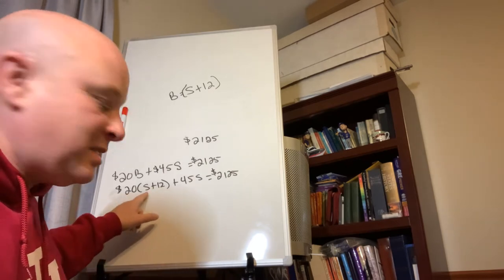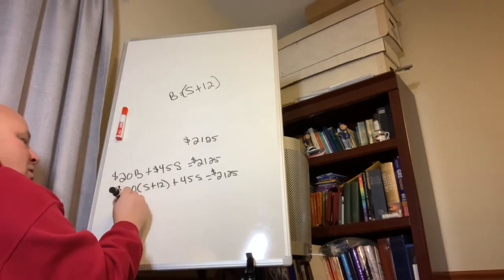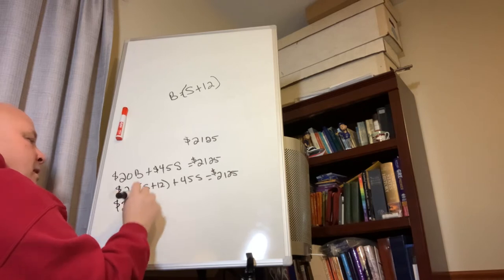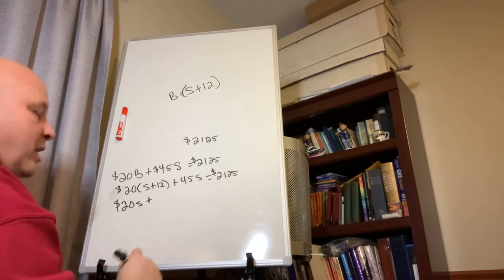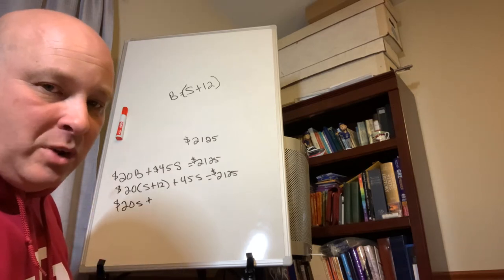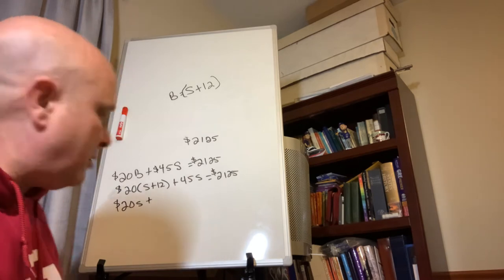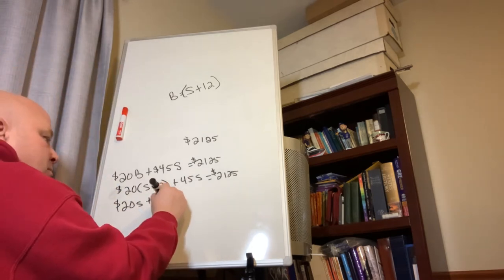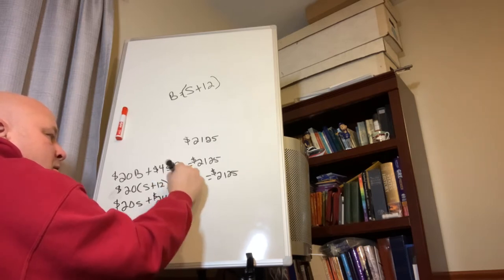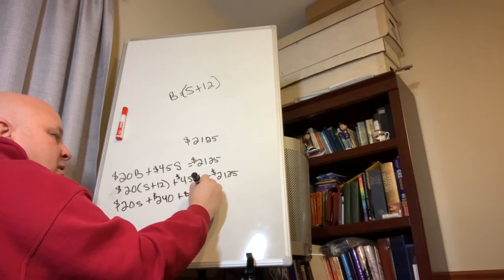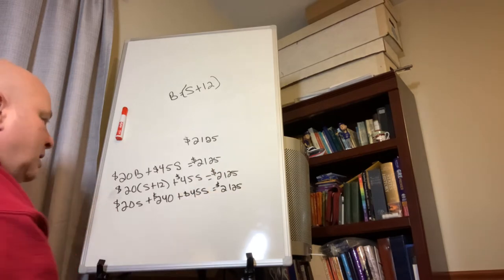So I have to multiply 20 times S, I have to multiply 20 times 12. Okay, 20 times S is 20S. 20 times 12 is, I know that 20 times 10 is 200, and 20 times 2 is 40, so I put those together, it becomes $240. Plus 45 times S equals 2125.